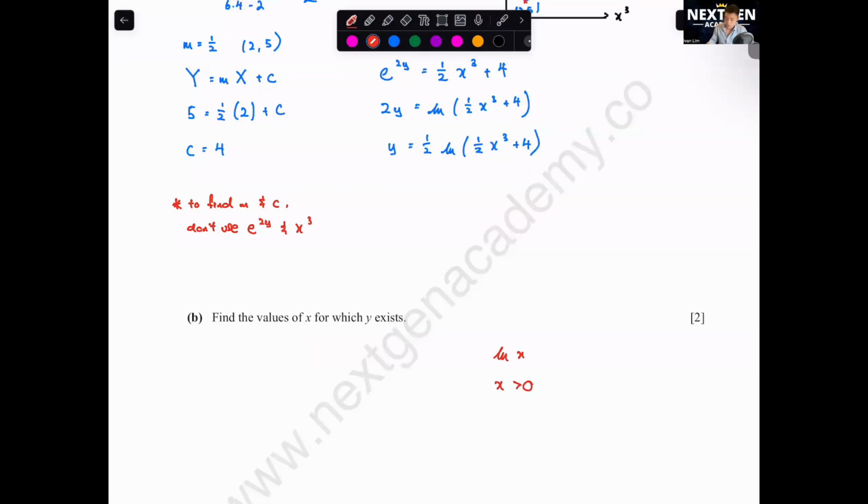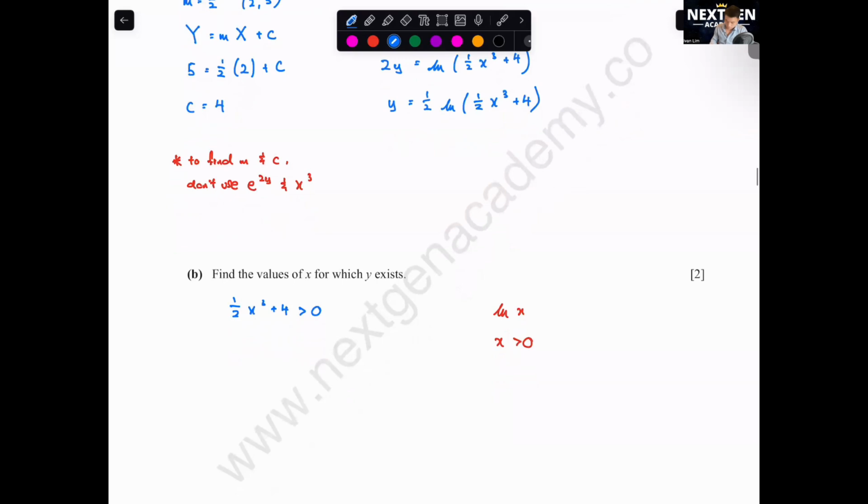So you take whatever is inside the bracket and put more than 0. You want to solve for this. To solve this, 1 over 2 x cubed plus 4 more than 0, so 1 over 2 x cubed more than negative 4, x cubed more than negative 8, cube root negative 8, where we get x is more than negative 2. Okay, number 5. Any question? No question. It's type 5.